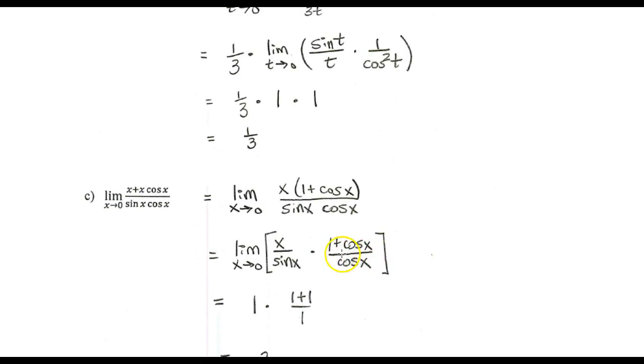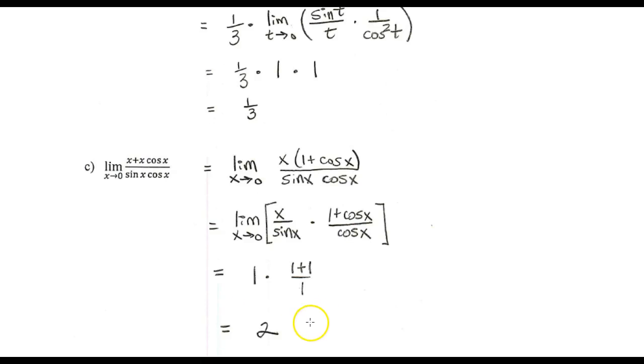Here I plug in 0 for cosine, and I get 1 plus the cosine of 0, which is 1, divided by the cosine of 0, which is 1. So this is 1 plus 1, which is 2, over 1, so that's 2. So 1 times 2. My answer is 2.